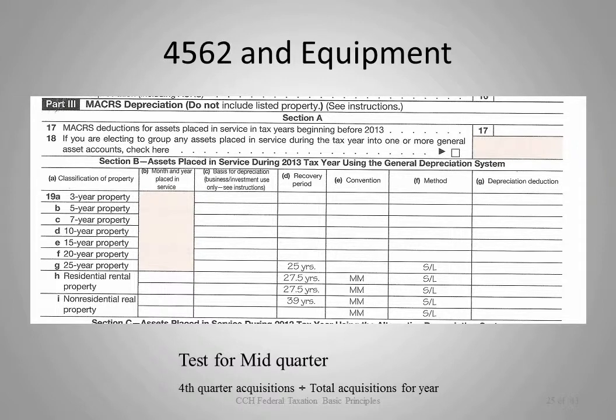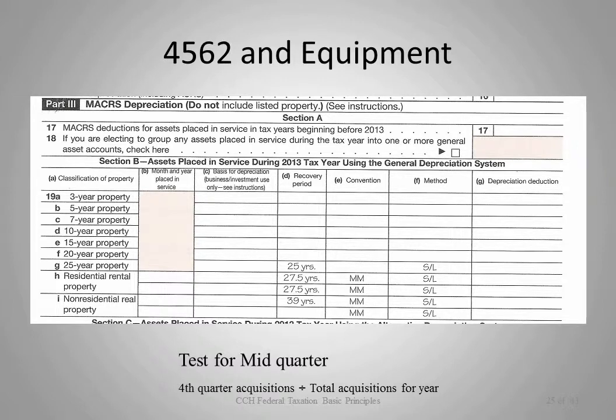So if it's a car, it's classified as a 5-year recovery property. If it is an office machine, it could be 5-year. If it's a backhoe, it's probably 7-year. But you could look those up if you had to. But I am always going to tell you the recovery property.